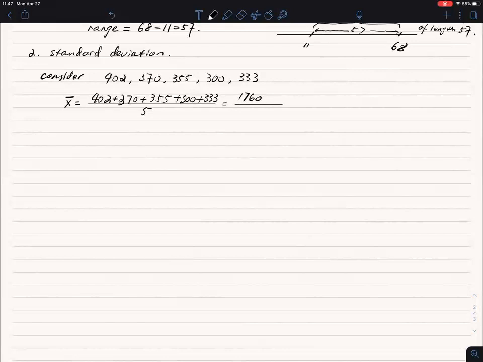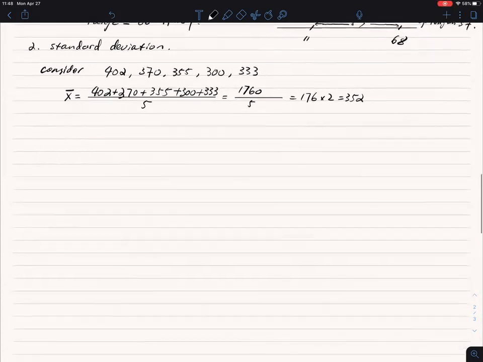You get 1760? You should. And then the denominator is 5. Again, you divide by 5. No, I don't divide by 5. I first divide by 10, so I get 176, and then multiply by 2. So 352 without calculator. Cool, huh? This can be done without calculator.